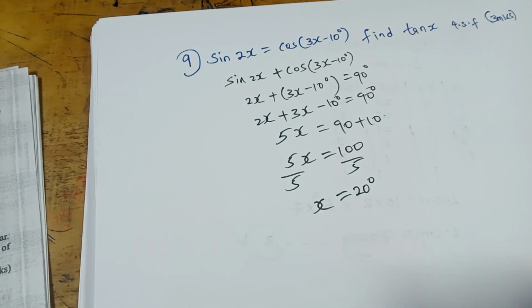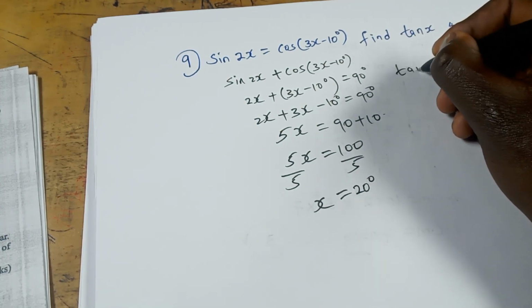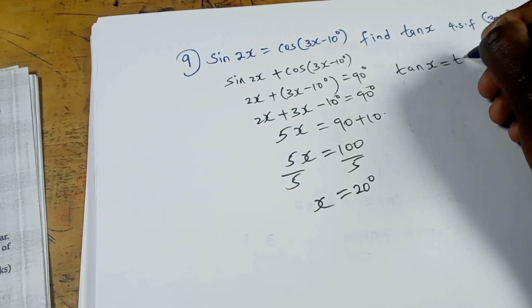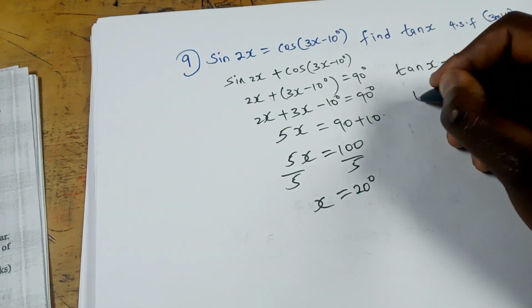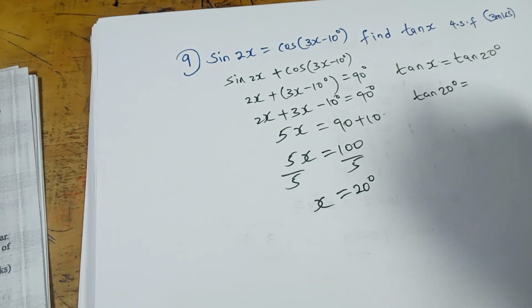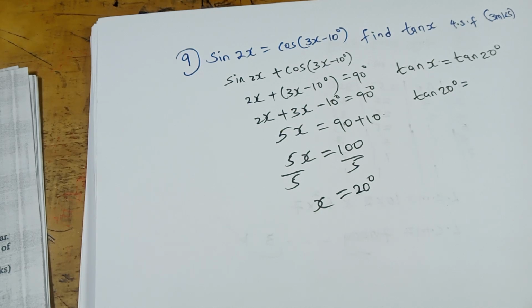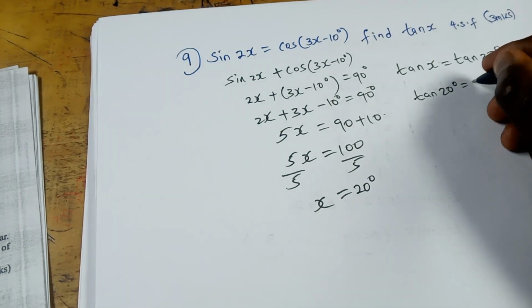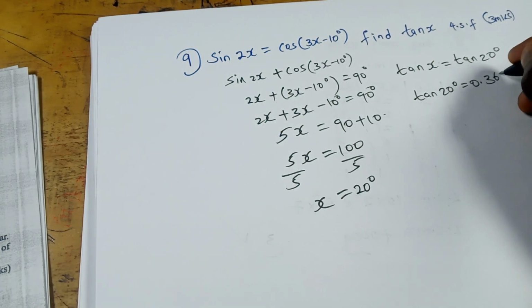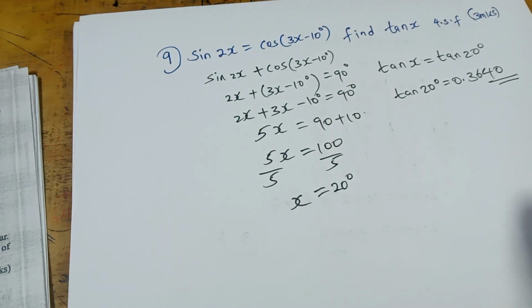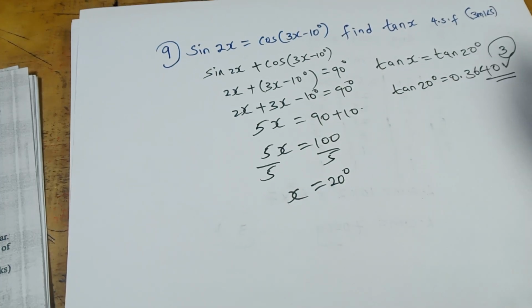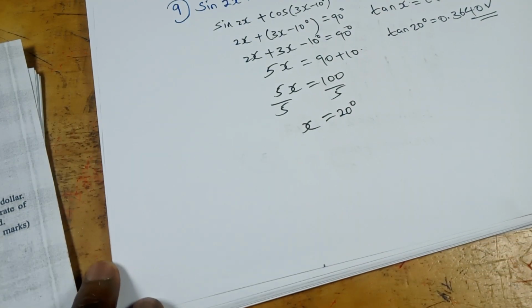Having our x as 20 degrees, tan x is equal to tan 20. And tan 20, using our electronic calculator, we are going to get 0.3640. And by doing that, you are going to get your 3 marks. And we will proceed to number 10.